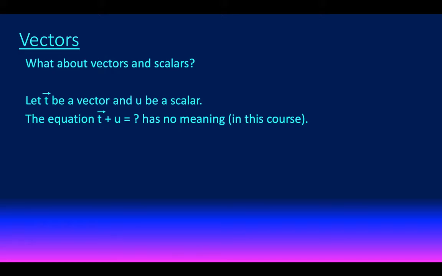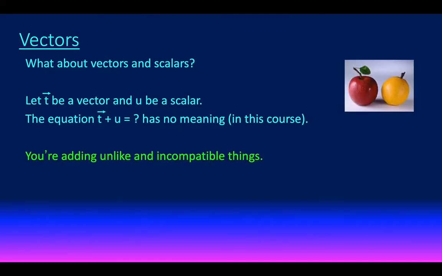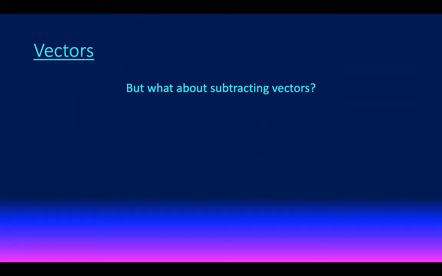So, is it ever possible to add vectors and scalars? In this course, the answer to that is no. You would be adding unlike and incompatible things. In some advanced areas of mathematics, there is a fully consistent way to add vectors and scalars together, even though they are different types of objects, and that's fine. But we are not going to come anywhere near that topic. So in this course, never add vectors and scalars together.